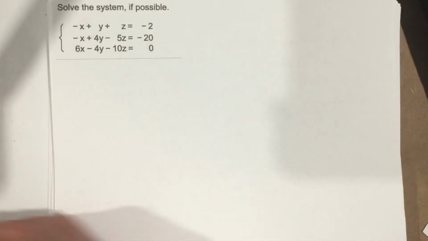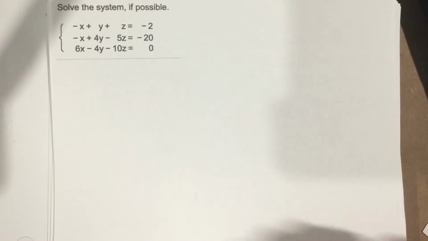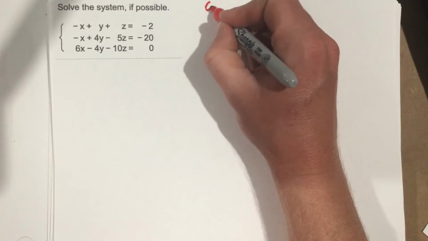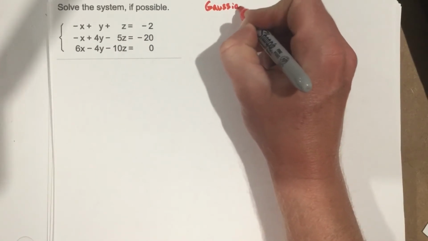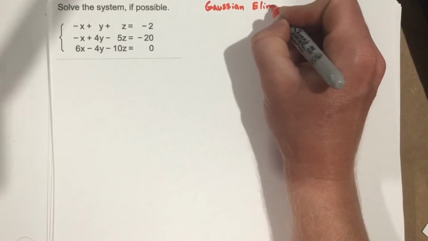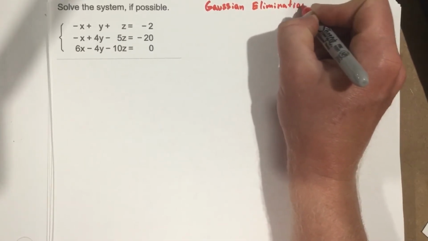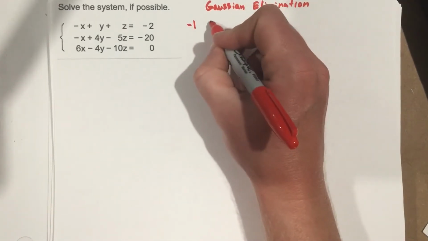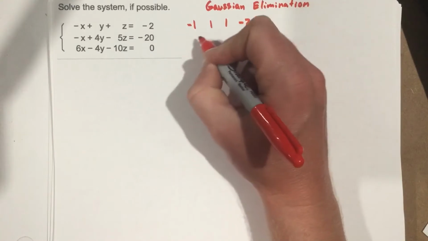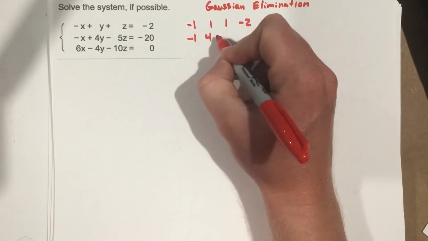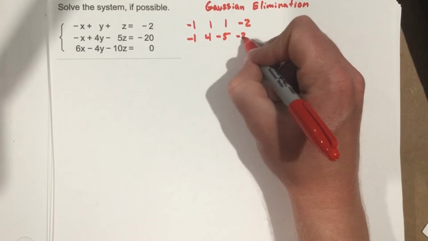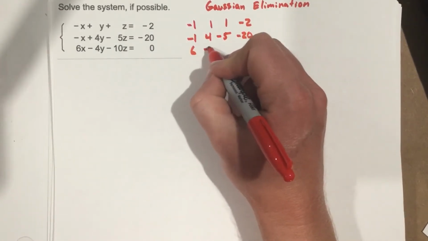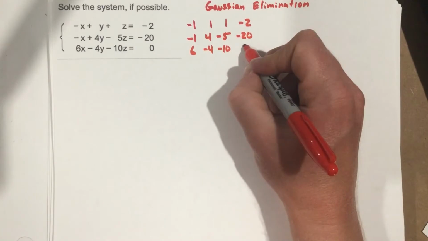Now in this case, I think Gaussian elimination is usually a little quicker, a little less writing when you're writing out every step. So let's go ahead and use Gaussian elimination here. Now you would say with backwards substitution, but we know we're going to do backwards substitution anyway. So this is going to be -1, 1, 1, -2. This is -1, 4, -5, -20. And this is 6, -4, -10, 0.